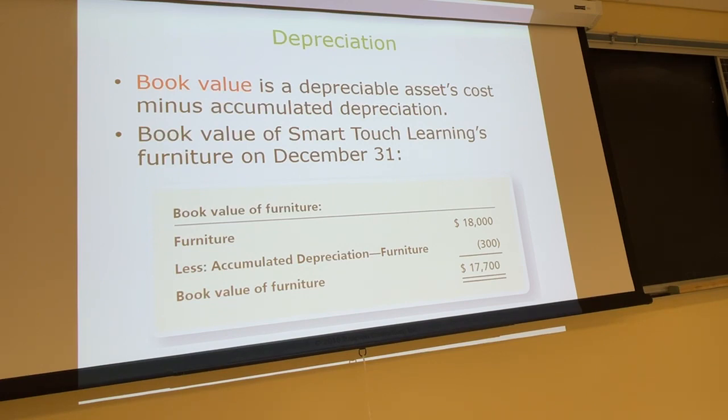Now, when we get to January 31st, at that point in time, they will have owned the furniture for 2 months. So on that date, then it's going to say less accumulated depreciation furniture, $600, and it will say book value of furniture, $17,400. So we keep accumulating in that account called accumulated depreciation, how much depreciation expense we've taken on the furniture so far.